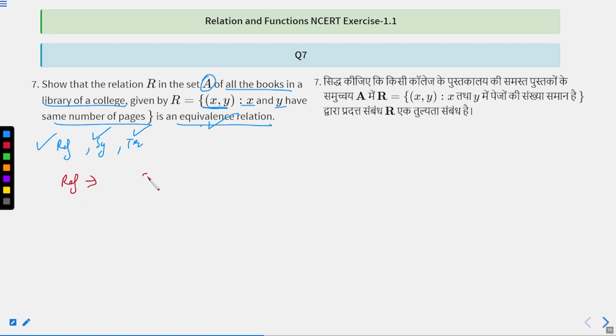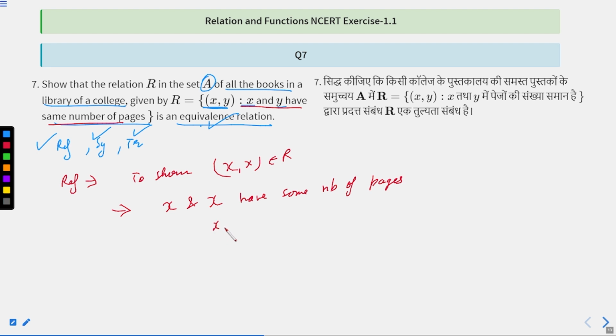So reflexive. For reflexivity, this means X comma X belongs to R. So let's see, does X comma X belong to R? To show X comma X belongs to R. As we know, X and X have the same number of pages. This means from this I can say that X comma X belongs to R by just a straightforward statement. Okay, so it is reflexive.